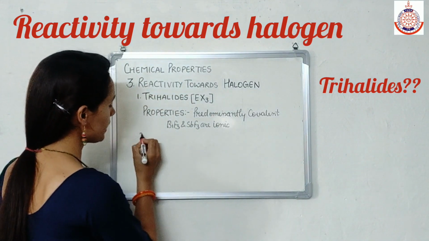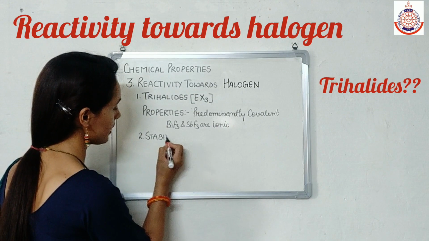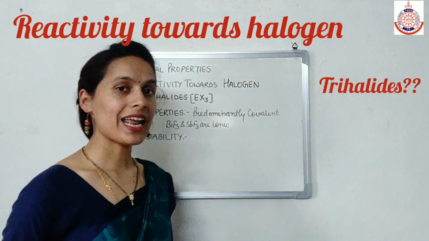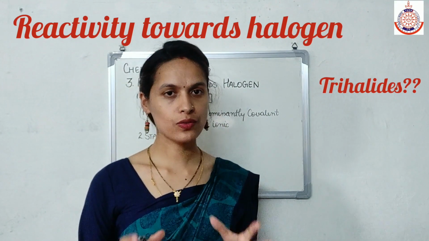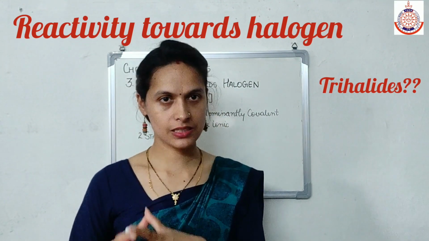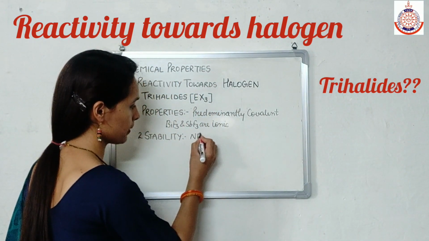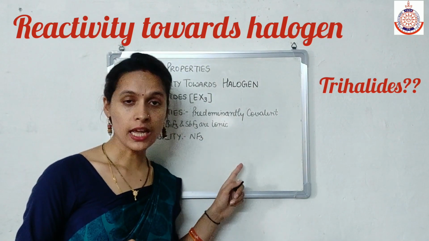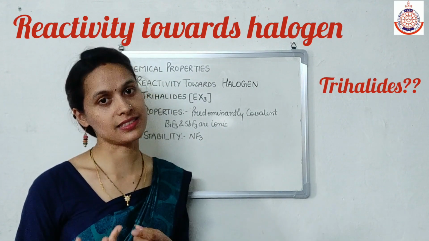Now, second, if I talk about the stability of the trihalides, the trihalides of nitrogen are least stable. But if I talk about NF3, due to strong N-F bond, it is an exothermic compound and hence it is stable.